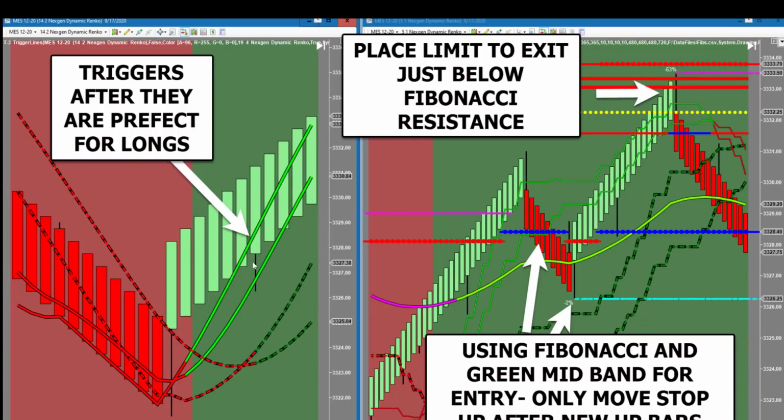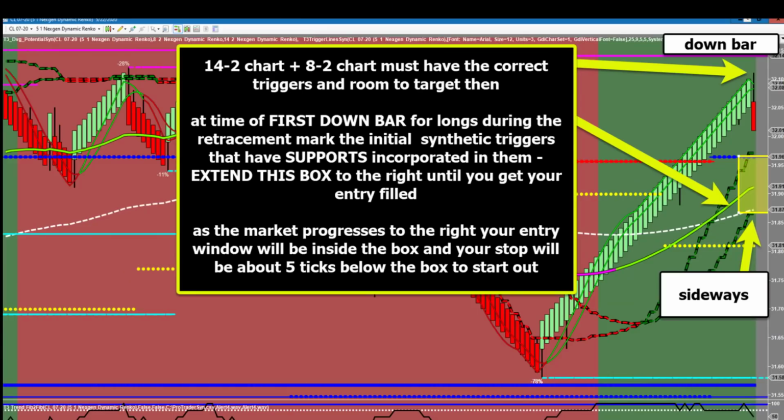If the market's going up, meaning that small triggers are above the large triggers, you're going to buy blue fibs and green support lines in an effort to trade up to Fibonacci resistance. Now, we don't wait for resistance to hold. We place a limit order at resistance, so when it reaches it, we're already exiting our position without having to think about it.